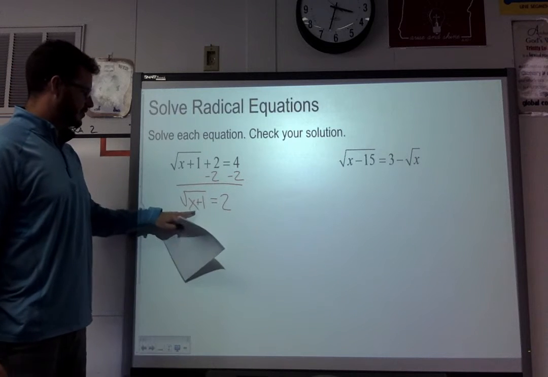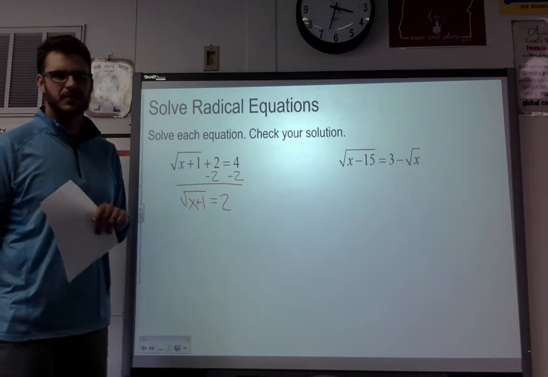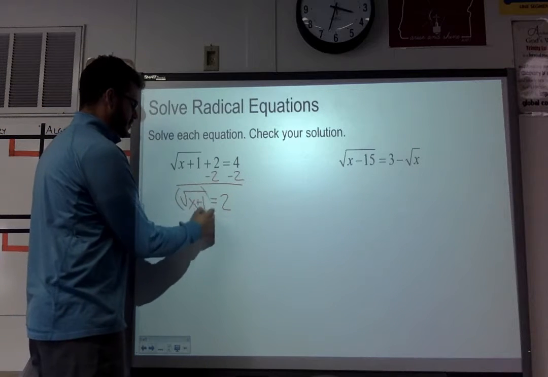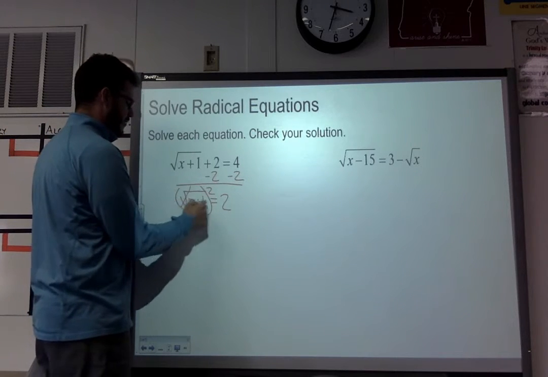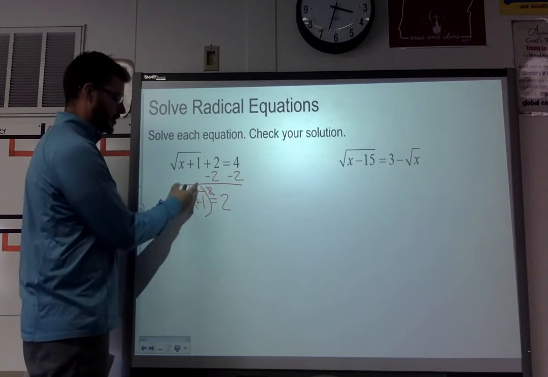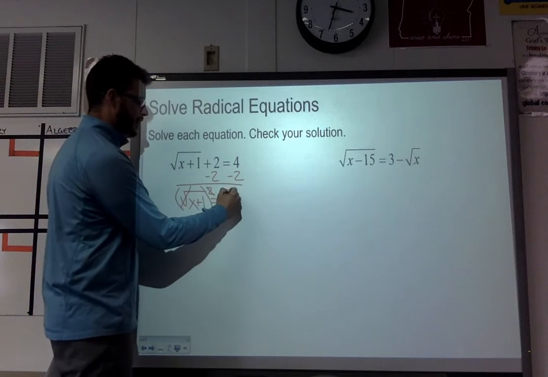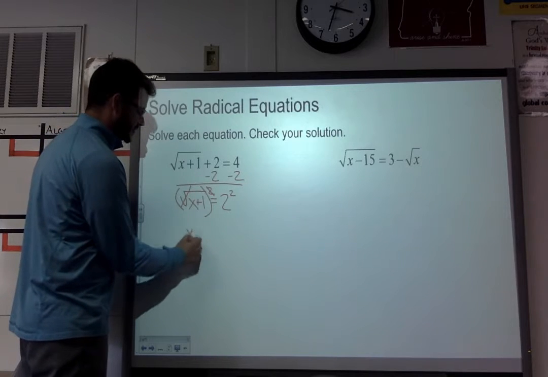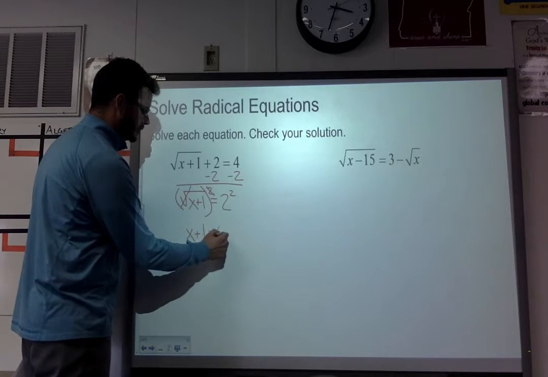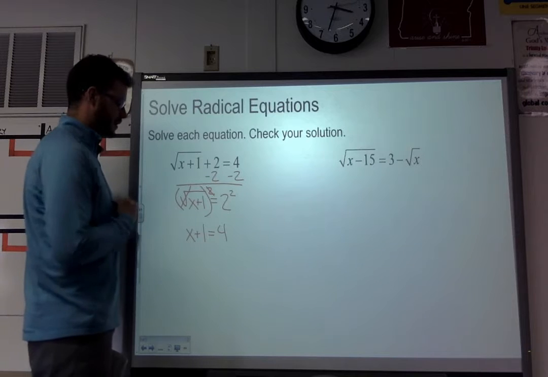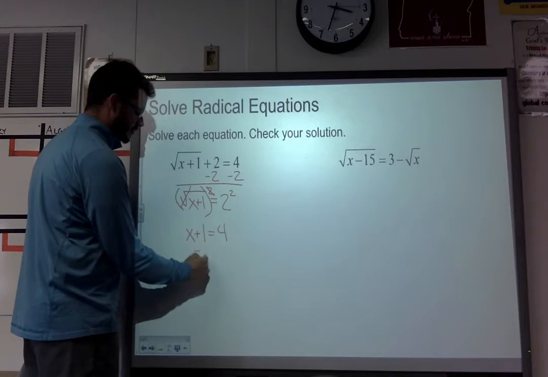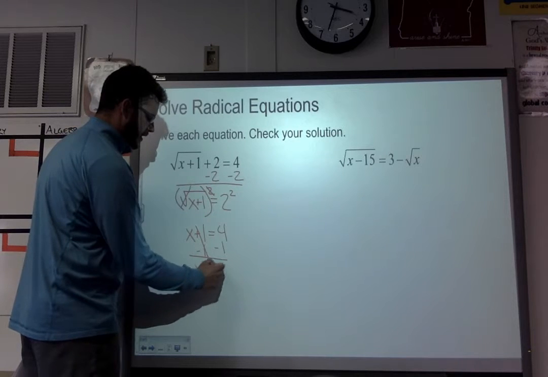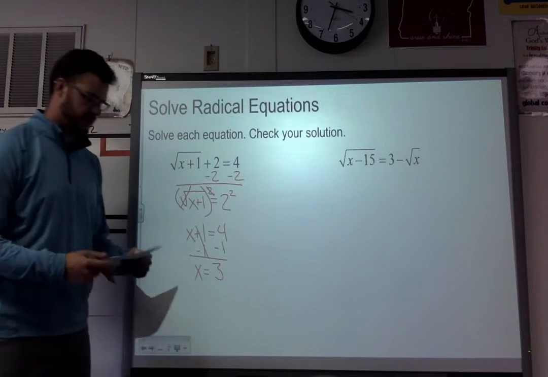Now, just like we've learned in the past, in order to get rid of a square root, we square it. So we need to square both sides. That will cancel out the square root. Whatever we do on one side of the equals sign, we have to do on the other side. That gives us x plus 1 equals 4. We subtract 1 from both sides, and we get x equals 3.